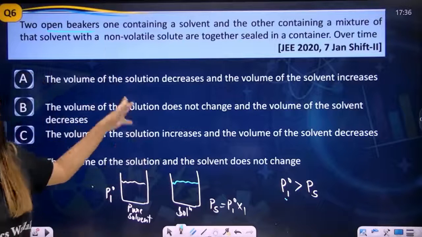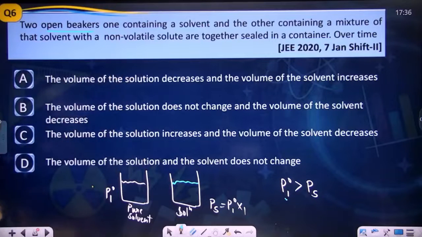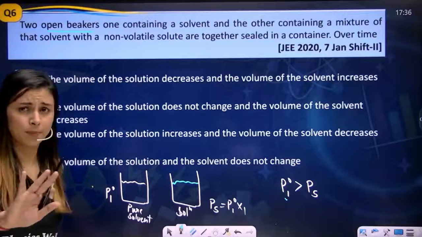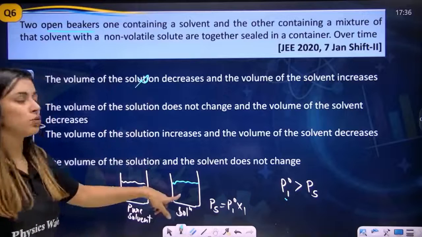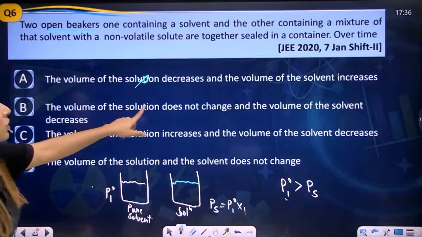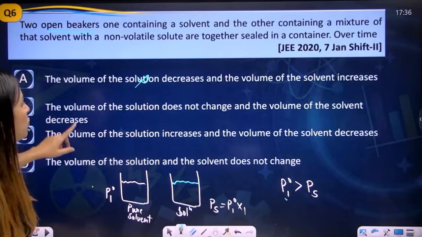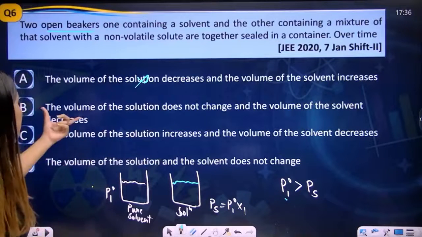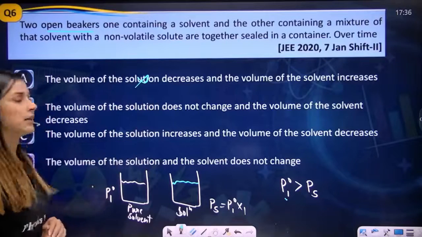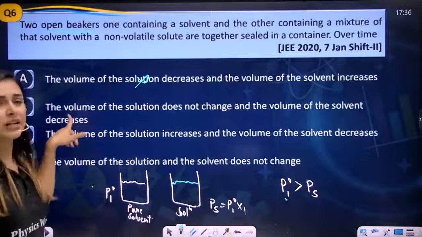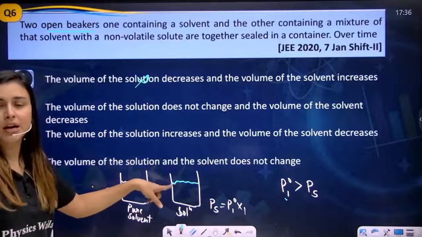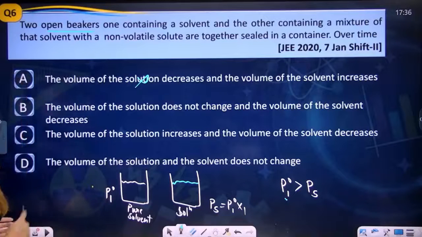Now just read the options and you will get your answer. The volume of the solution decreases and the volume of the solvent increases. No, this is not right. The solution's volume should, kind of, increase. Next, the volume of the solution does not change and the volume of the solvent decreases. No, it actually changes, kind of. The volume of the solution also changes, but comparatively less. Okay, so this can be our answer.